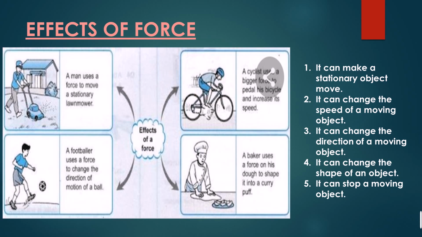A force can make a stationary object move, as we see in the lawn mower. A force can change the speed of an object, like the pedalling of a cycle increases its speed. A force can change the direction of motion, like kicking a football. A force can change the shape of an object, like the baker changing the shape of a dough. A force can also stop a moving object. When we apply brakes, the vehicle comes to a stop.